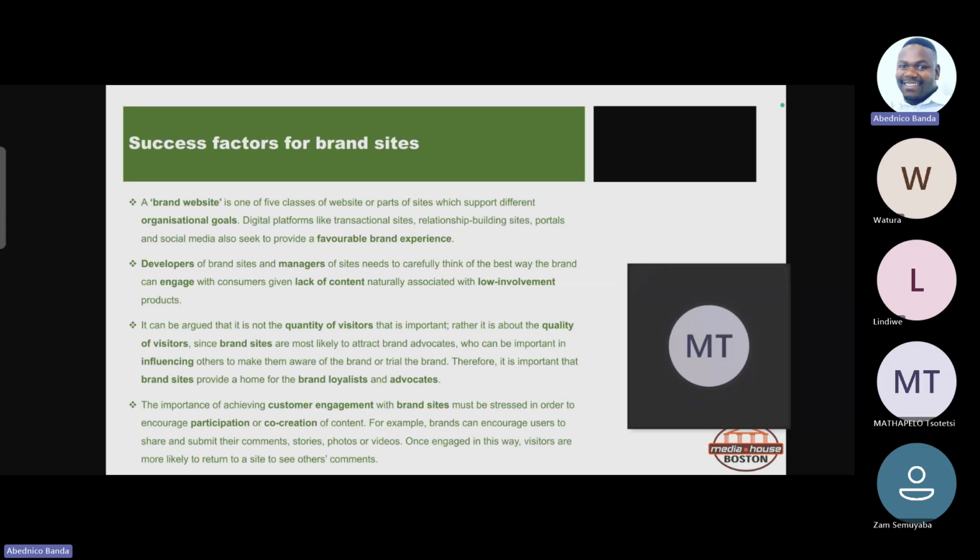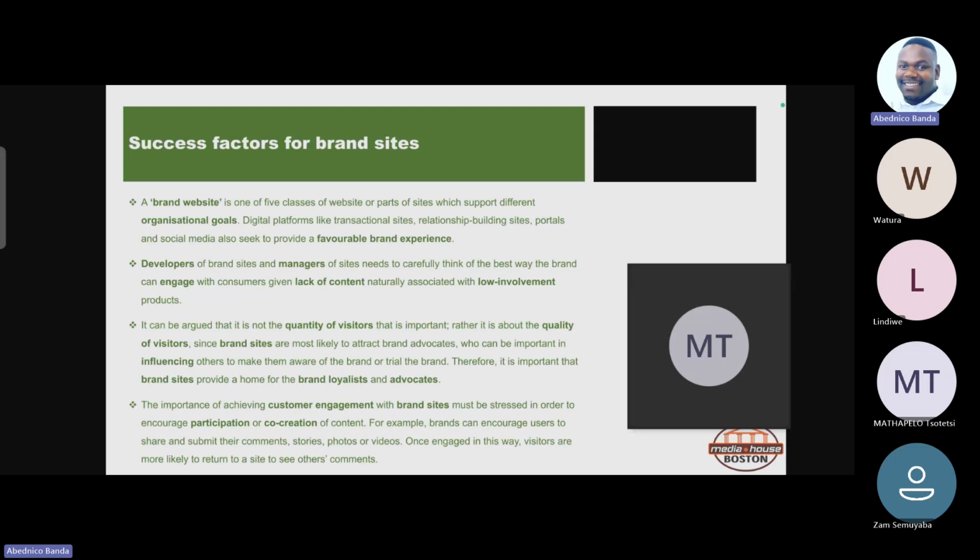Success factors for brand sites. A brand website is one of 5 classes of website or parts of sites which support different organizational goals. Digital platforms like transactional sites such as Takealot, relationship building sites such as your Coca-Cola or Dell, portals such as Hippo, and social media platforms also seek to provide favorable brand experience.